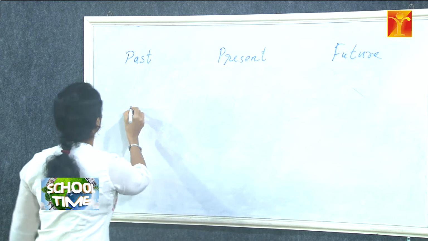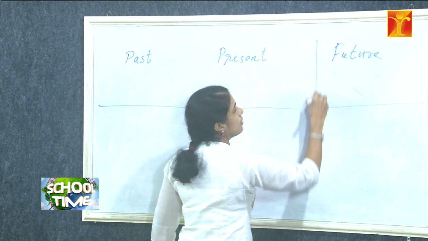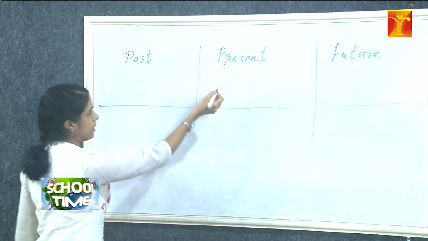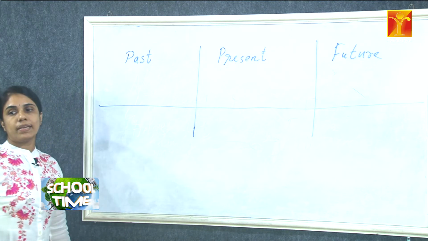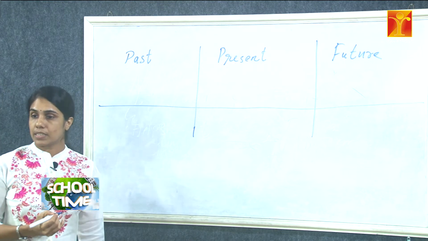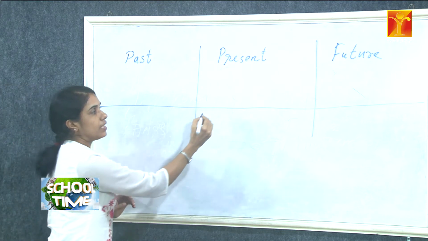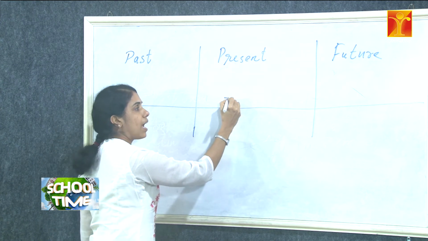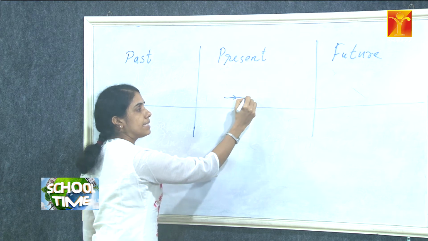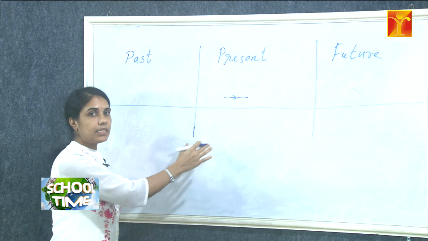Here, this is the line, and this is the future, this is present, and this is past. And now we are discussing the present continuous tense. So, it is happening in the present. It is starting in the present time and it is happening in the present time. This is what we call present continuous tense.